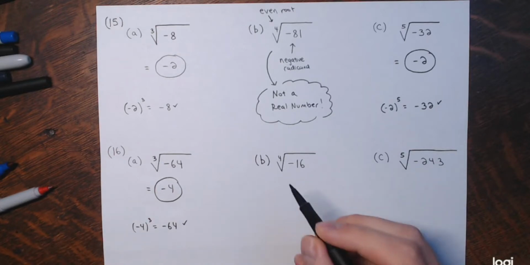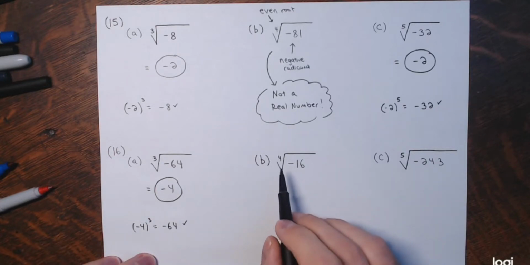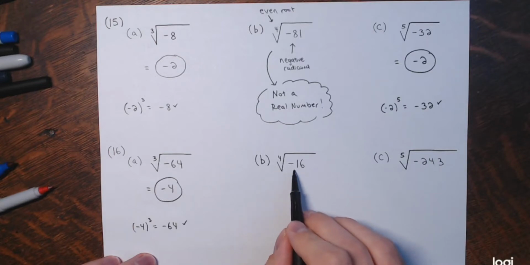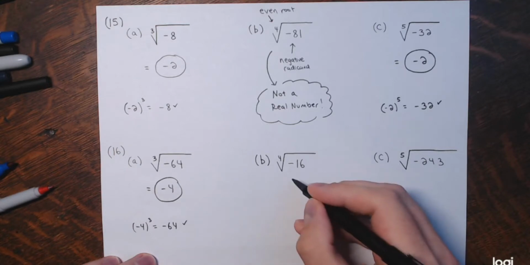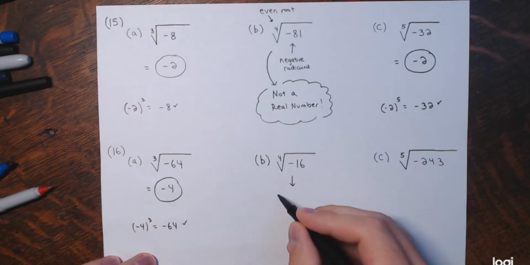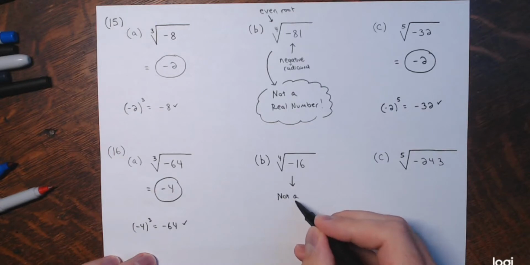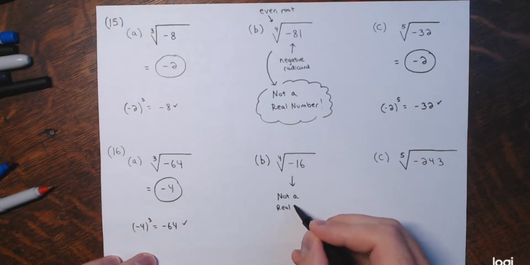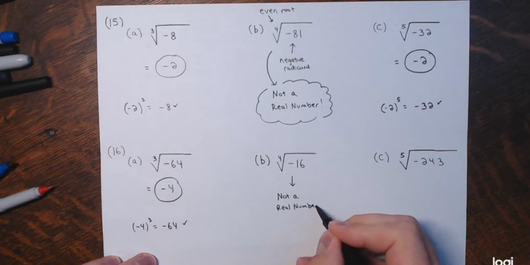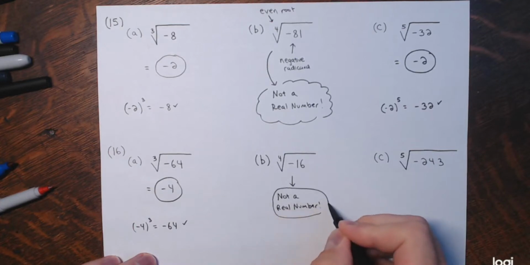And then, oh boy, even root, fourth root, negative radicand. That's bad, right? For now. So this is just simply not a real number, and that is all we are going to say for this section, for this video at the moment. Okay.